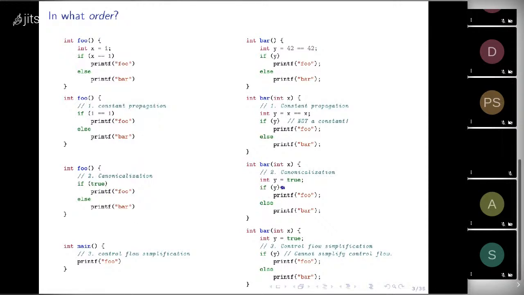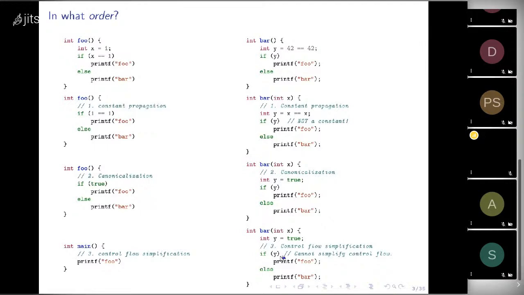But here we have an if while, and that doesn't get simplified. Even though we know that y equals true like above, the compiler doesn't know that. It simply tries to pattern match on the pattern if true. Because this does not obey that pattern, this doesn't get simplified.